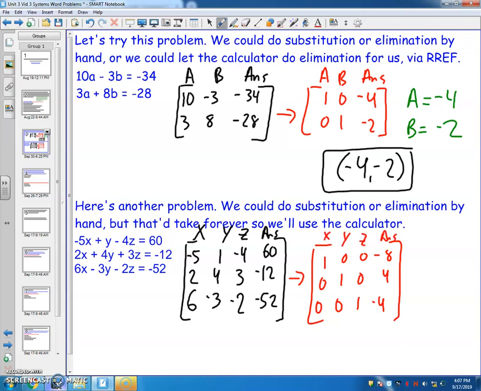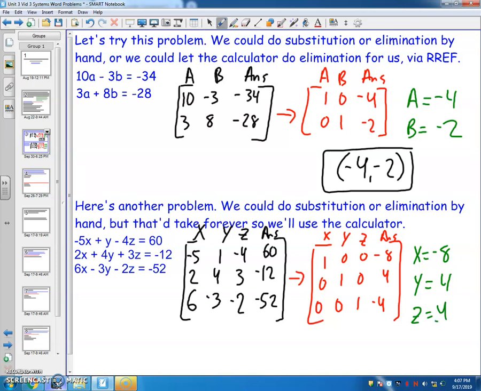We write this in equation form. Very important. The first row says 1x plus 0y plus 0z equals negative 8. So we know x equals negative 8. Second row says 0x plus 1y plus 0z equals 4. The last row says 0x, 0y, but 1z equals negative 4.